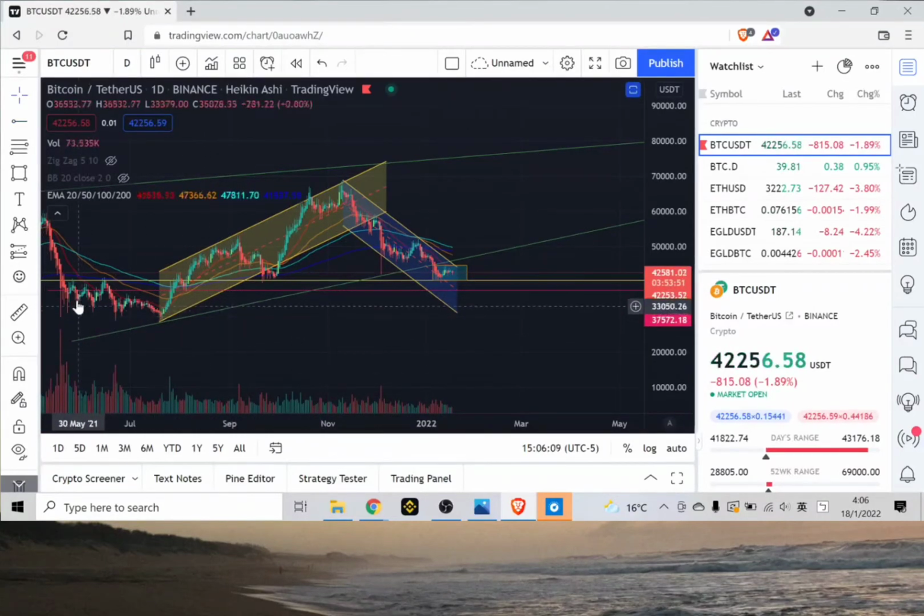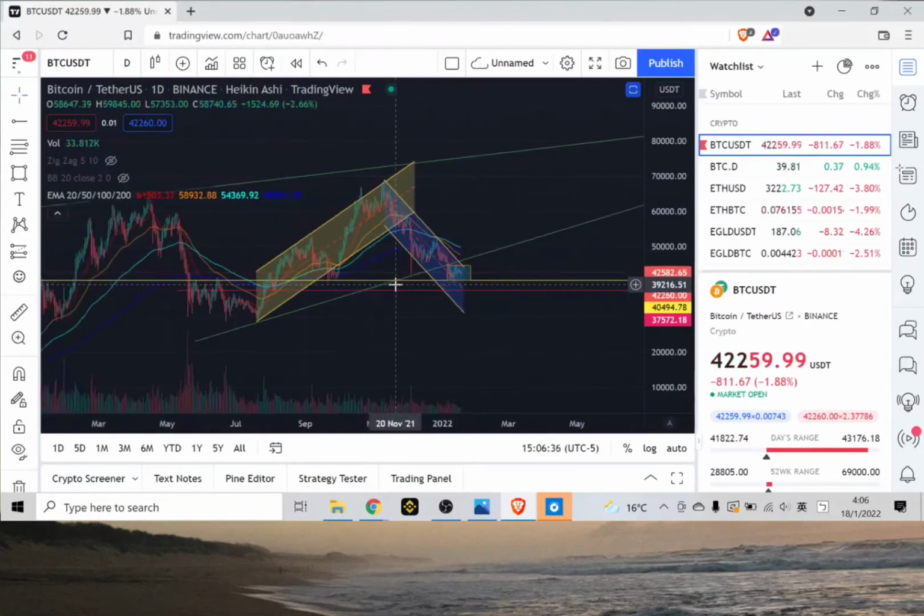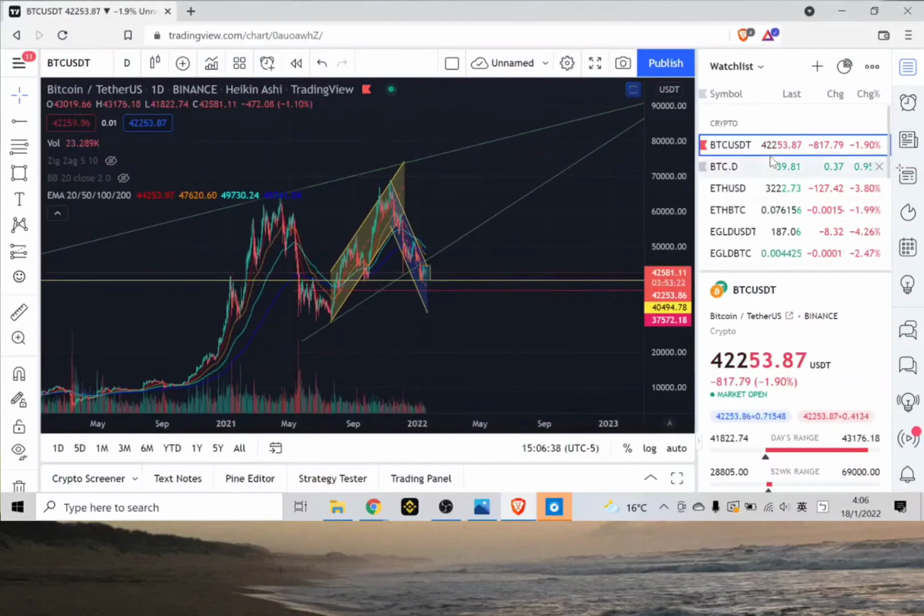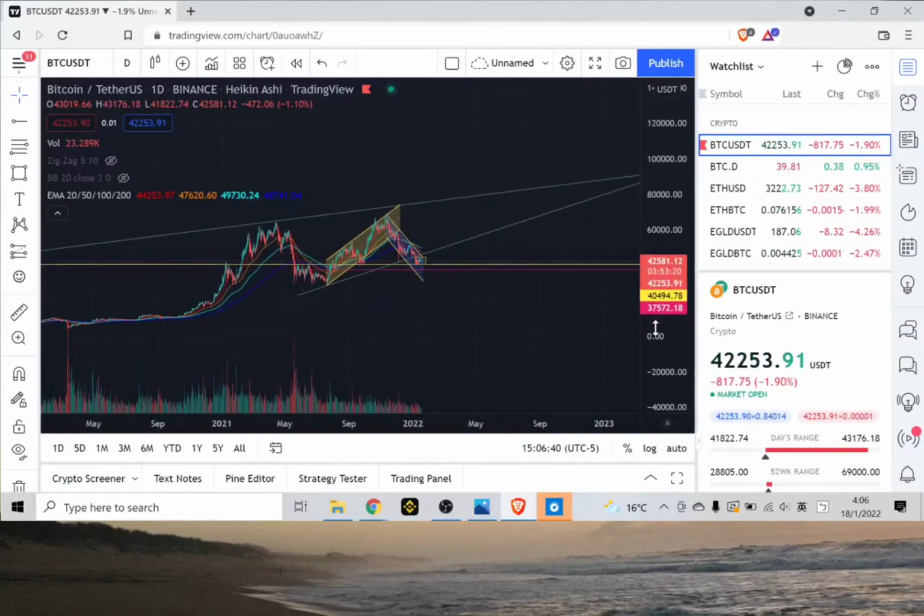You can see previously 37.5k is a resistant area for Bitcoin, and it got rejected a few times here, and then start from here, it turned into resistance, only been tested for once. So if we break down the range, we will be expecting to test 37.5k and bounce. So yeah, this is the TA on Bitcoin for this week.